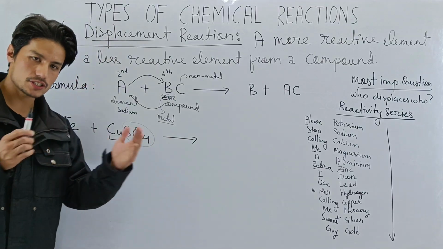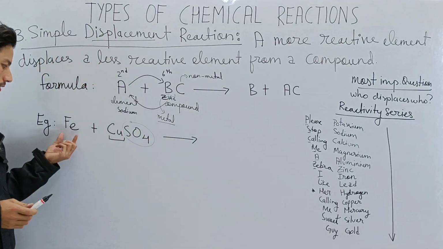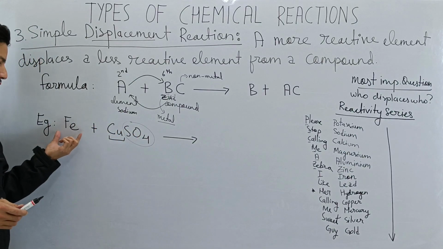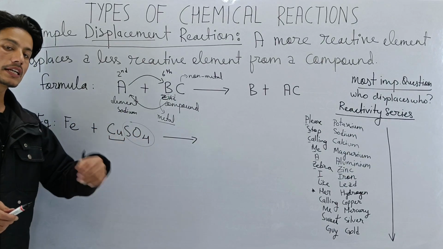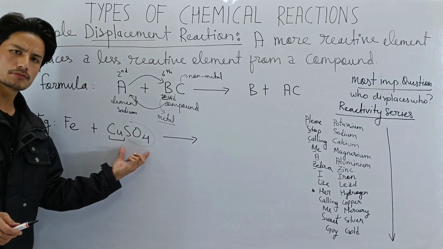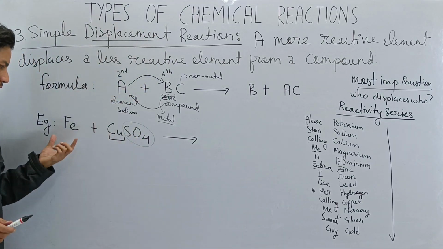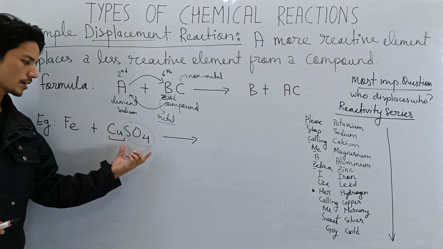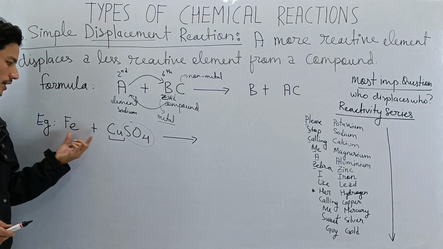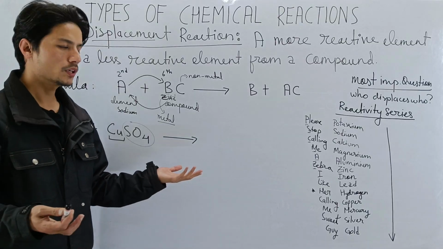So the clash, the fight, is going to be between copper and iron. Remember, this is simple displacement. In simple displacement, it is between an element and a compound. In a double displacement reaction, it will be between a compound and a compound. But this is a simple displacement reaction, so it will be between an element and a compound. Be very clear with that. So the clash is between iron and copper. What will be the outcome?